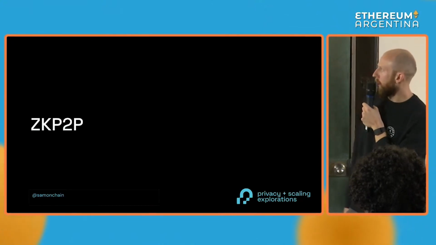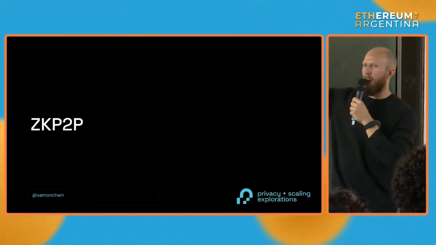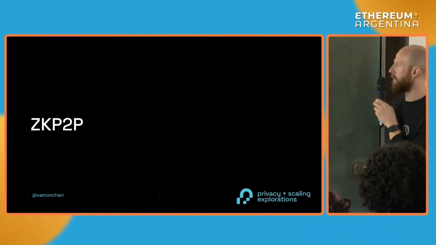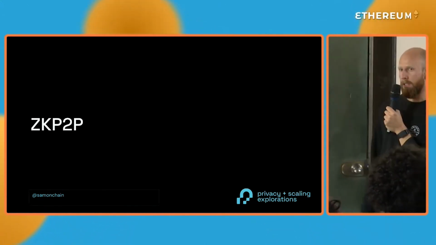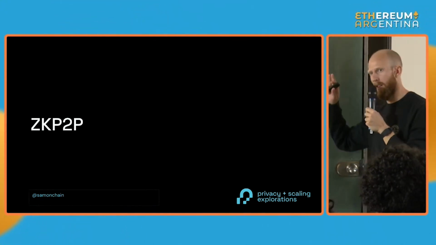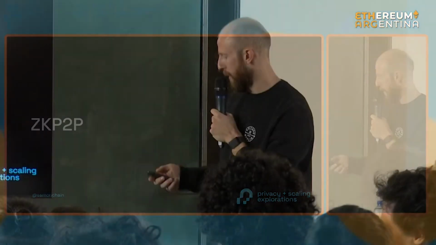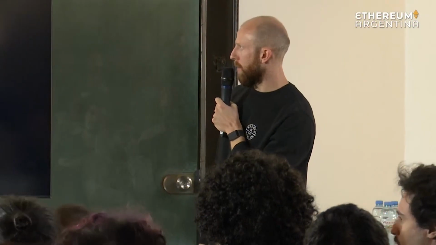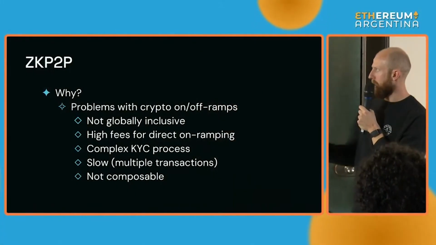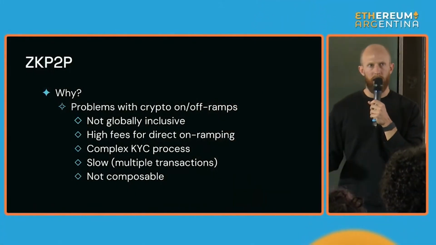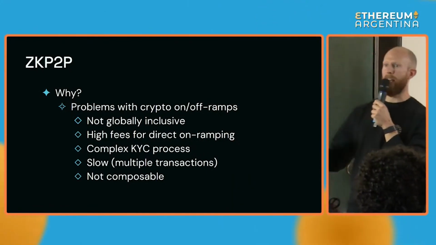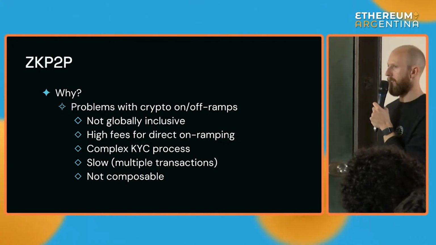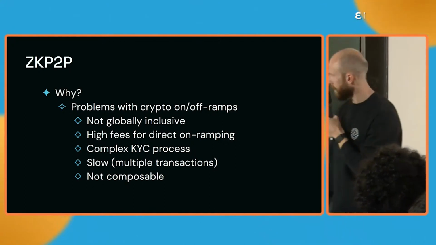And to show one concrete example of a layer up this stack of ZK primitives, another team separate from ZK Email called ZK P2P. Has anyone heard of them before? A couple people, cool. So what ZK P2P is trying to solve is the on and off ramping issue of crypto. Right now, it's pretty hard to do, right? It's not accessible to everyone.